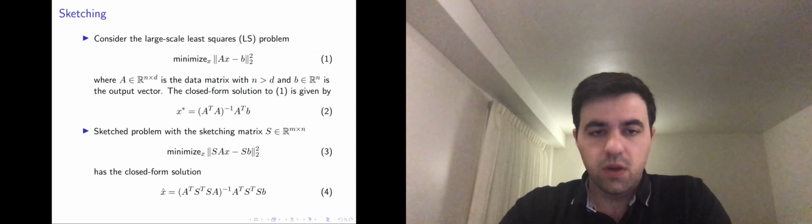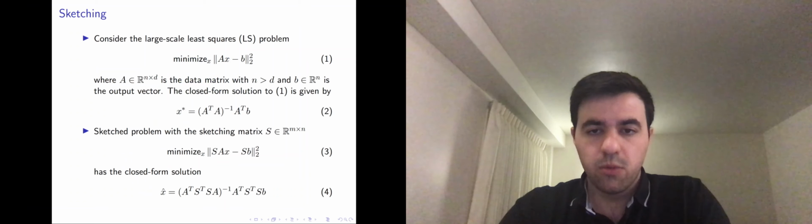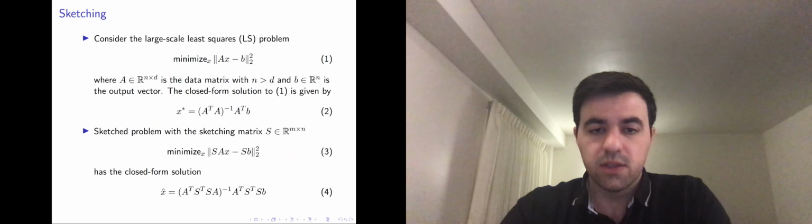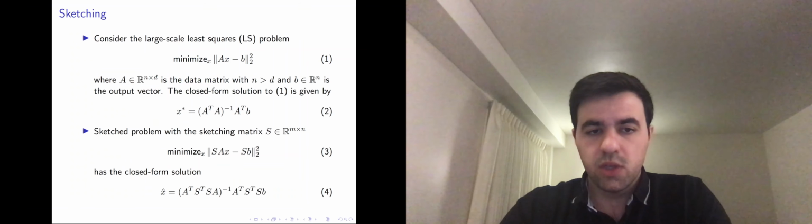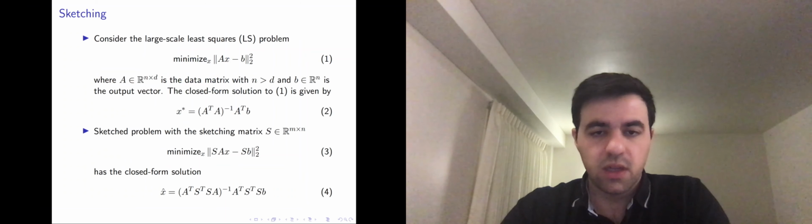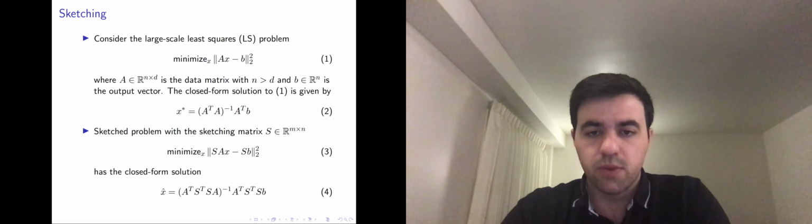In this work, we consider the well-known least squares problem of minimizing the squared L2 norm of Ax minus b, and the closed form solution to this problem is given in equation 2. We are interested in the setting where the data matrix A is too large to fit in the memory of a single node. To set up the notation, A is the n by d data matrix with more rows than columns, and b is the output vector.